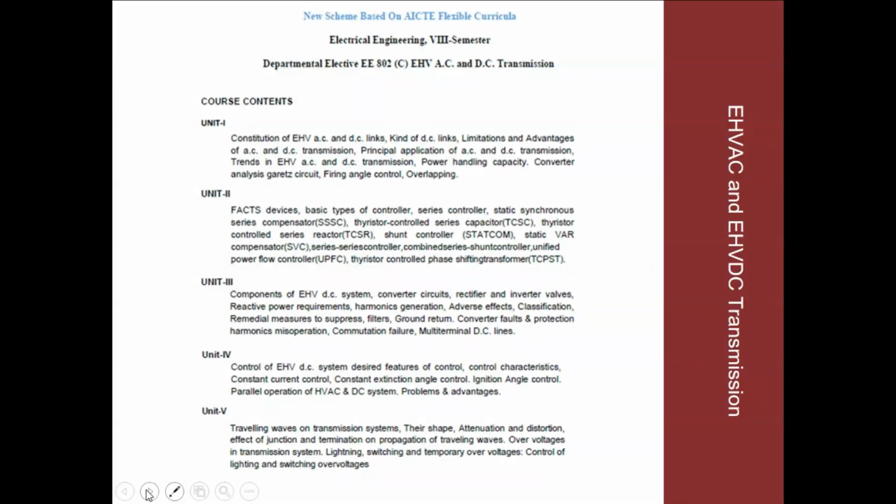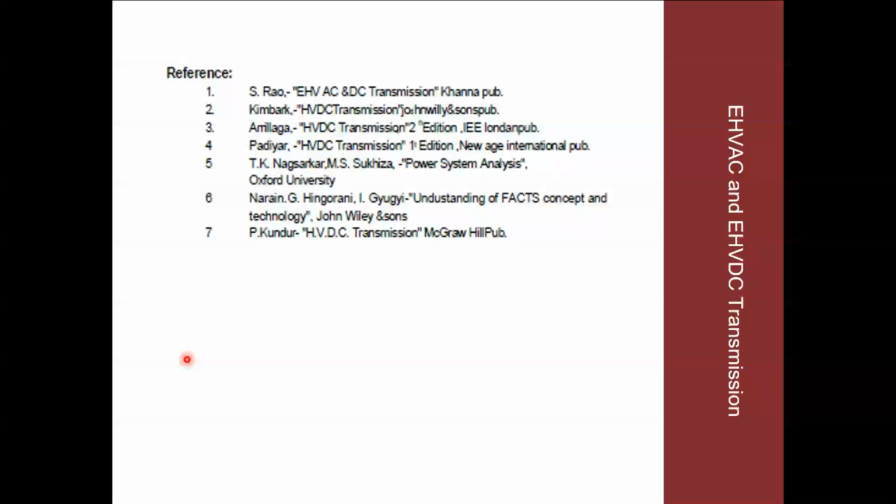Now we will see the books which are to be referred, which are prescribed by the university. First one is S. Rao, EHVAC transmission by Khanna publication, Kimbark, HVDC transmission by John Wiley, Arrillaga, HVDC transmission, second edition by IEE.